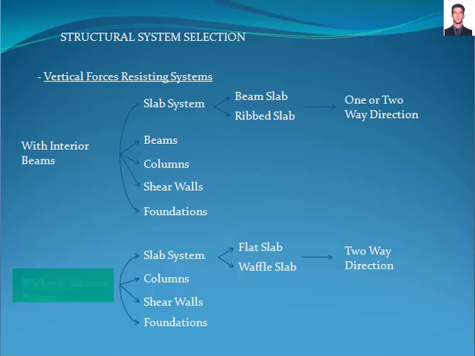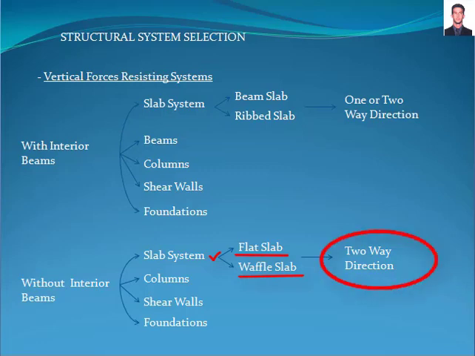The other system, without interior beams, is composed of the slab, which could be flat slab or waffle slab, and can only be designed in 2-way directions. The other elements of this system are columns, shear walls, and foundations.